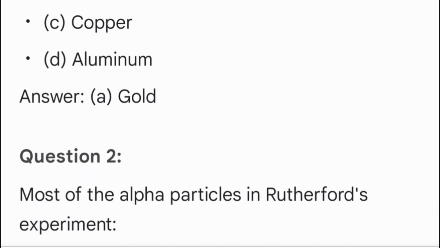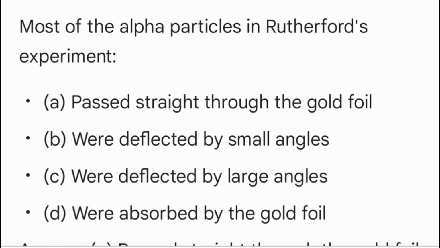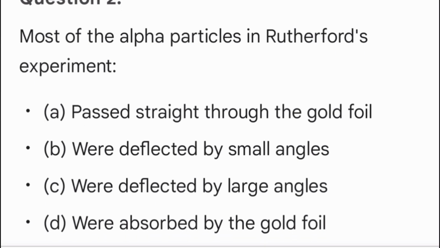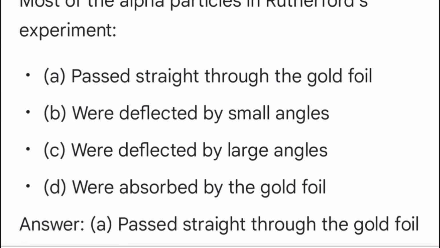Question 2. Most of the alpha particles in Rutherford's experiment A. Passed straight through the gold foil, B. Were deflected by small angles, C. Were deflected by large angles, D. Were absorbed by the gold foil. Answer: A. Passed straight through the gold foil.